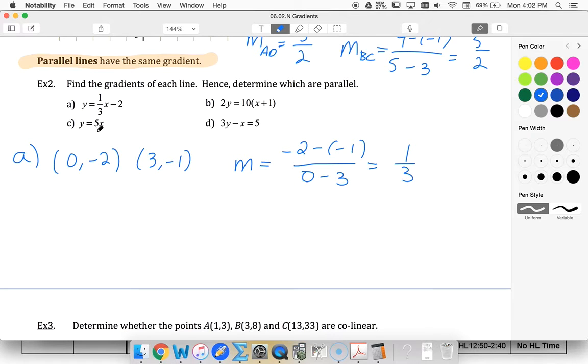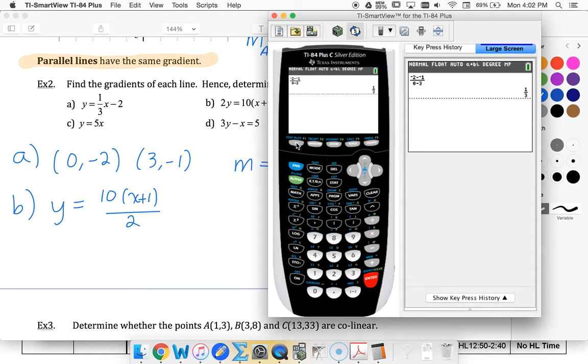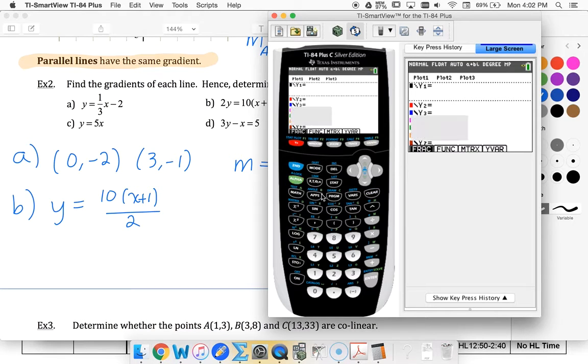All right, let's try that again with B. With B, it's not so easy to type into my calculator because I need y equals. So one thing I could do is divide everything by 2. Then I would get y is equal to 10 times x plus 1, divided by 2. Now I can put this in my calculator. So I can make a fraction again.